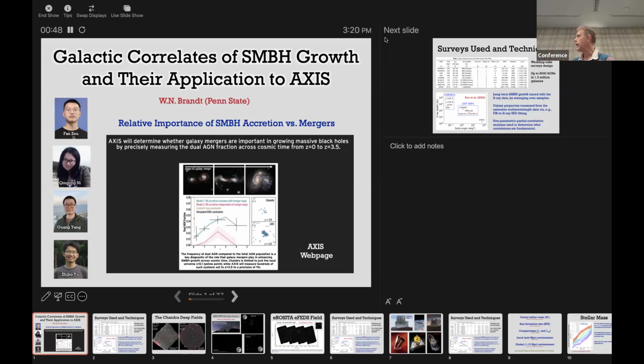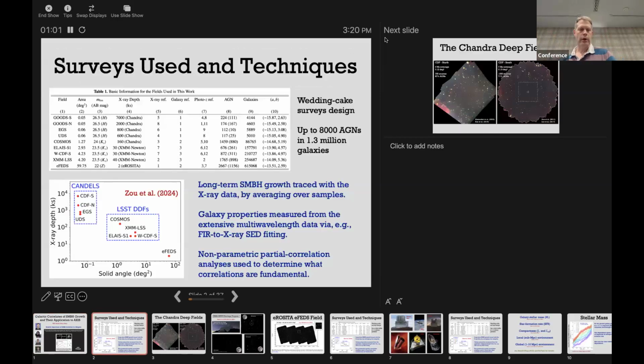I particularly want to highlight the work of some superb Penn State graduate students that I've worked with in recent years, as well as postdoctoral researchers. Today, then, I will again focus on these galactic correlates. To determine what properties of a galaxy really matter for supermassive black hole growth, given the complexities of galaxies, one needs large statistical samples of well-characterized galaxies. And that's what we are getting from the cosmic surveys that we utilize for this work.